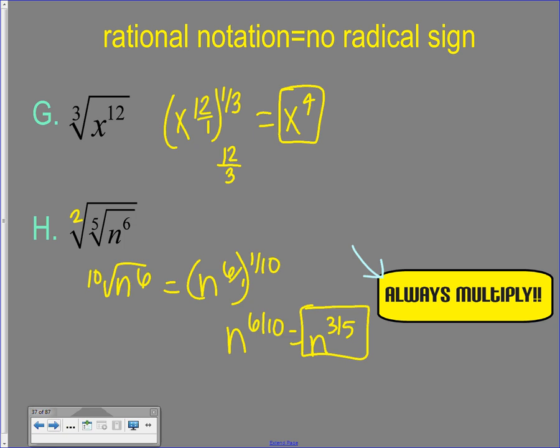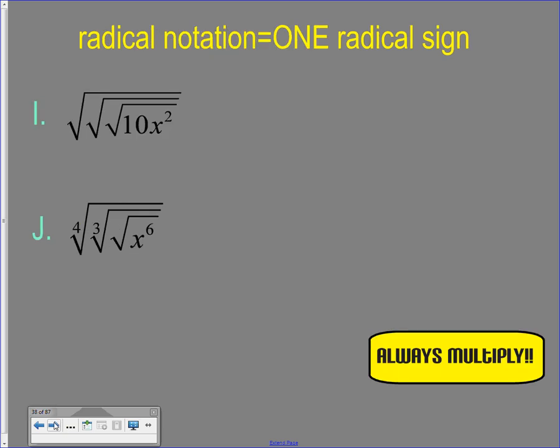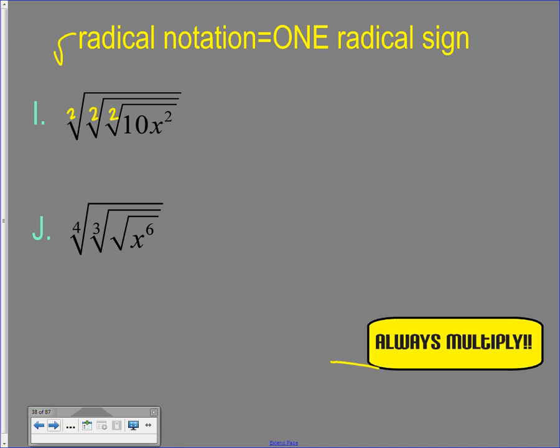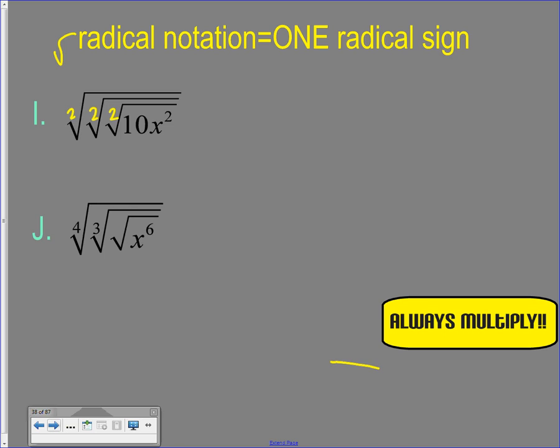Okay, so when you're writing rational notation, most of the time you're going to end with a fraction. Okay, so we had a 3/5 for our power here. The opposite of rational is radical. Okay, a radical sign looks like this. But instead of having 3 of them, like in example I, I want to only have 1 of them. So remember, if there's no number there, that's a 2, and we're always multiplying. Again, there's a big reminder down here. Always multiply. Okay, so I've got 2 times 2 is 4, 4 times 2 is 8, so this is the 8th root of 10x squared. Okay, and it's as easy as that. We're just trying to simplify it down.